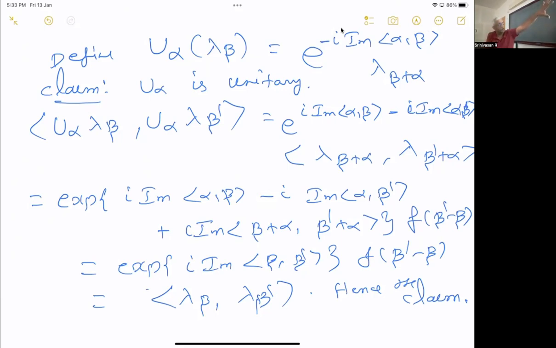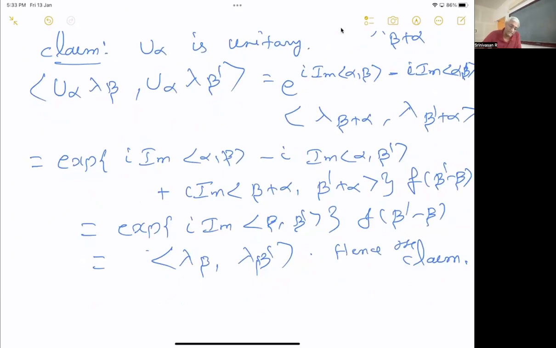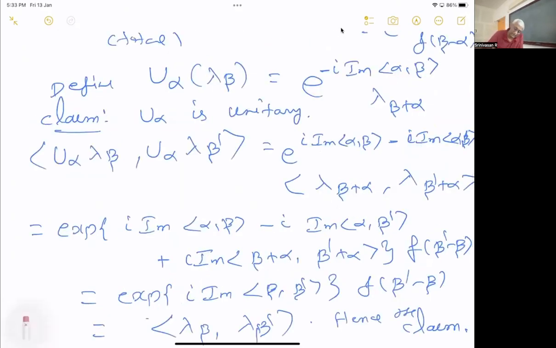But if the range is also total, that's also total, right? It's just the scalar times lambda beta plus alpha. Once you fix an alpha, that is also total. It is just a translation, no? Beta varies over the whole Rn, it will be again Rn. So the range is also total, scalar times some total set. So it's a unitary. Hence the claim: U alpha extends to a unitary. U alpha itself is not a unitary, U alpha extends to a unitary.